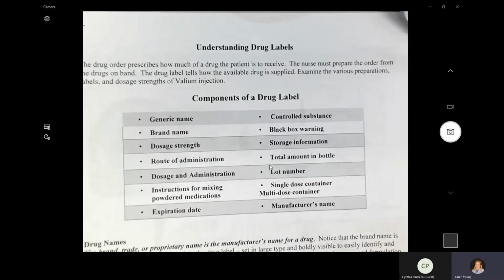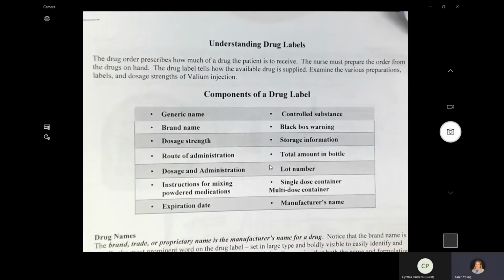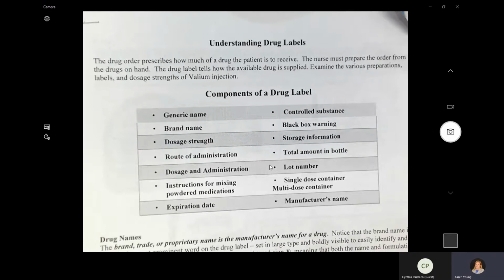All right, so we're looking at understanding drug labels today. The drug orders that we talked about on Tuesday, you've got to match them with your drug labels, so you can make sure you're giving the right drug at the right time. You must prepare the order from the drugs on hand. Sometimes they'll match, you'll have the right amounts. Sometimes it won't, and you have to do the calculations. The drug label tells us how the available drug is supplied, and we examine the various preparations from labels.